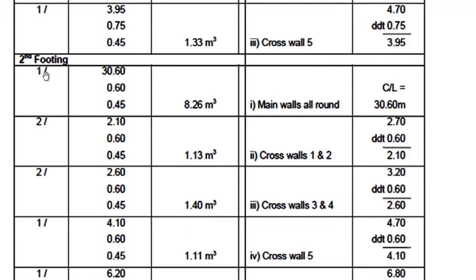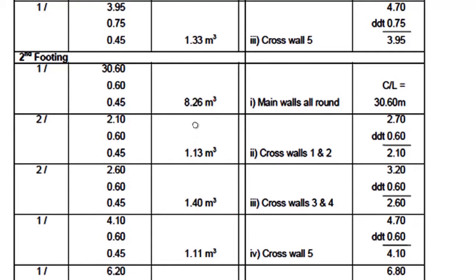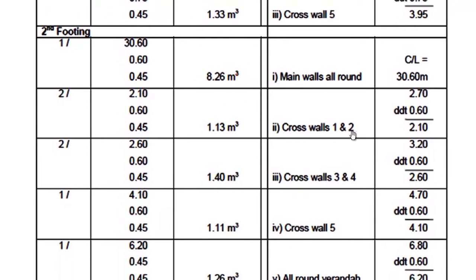Now 1 bar, so 1 into 30.60 into 0.6 into 0.45, multiplying all these values, what is the answer? 8.26 m cube. Then we move to cross wall 1 and 2. The center to center length of cross wall, how much?